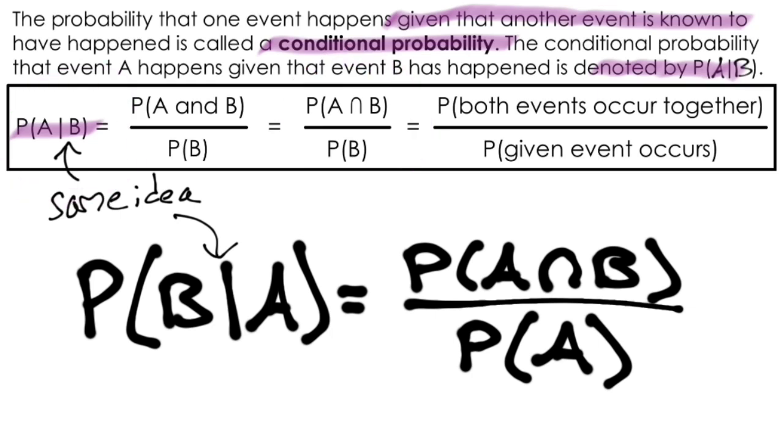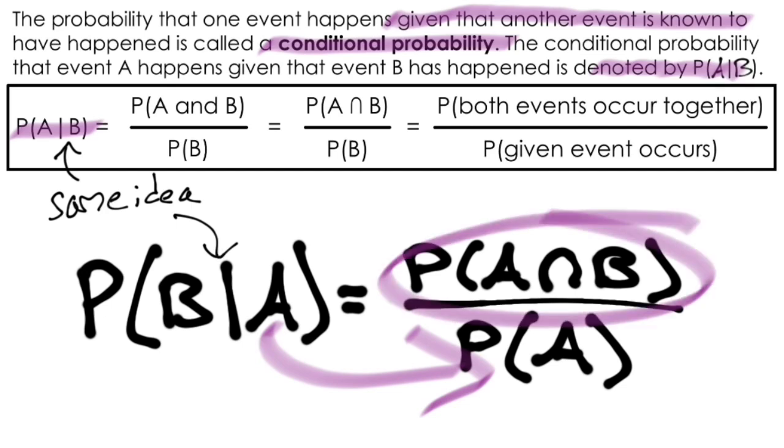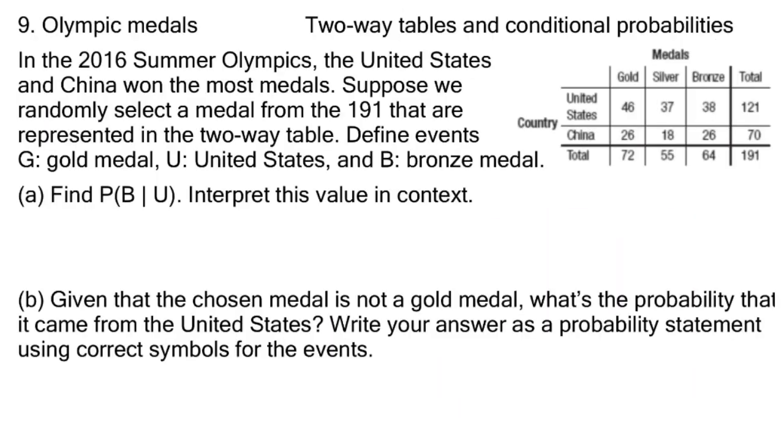And the same idea goes if you were to flip-flop the positions of A and B, the probability of event B given event A. Just notice how event A is in the denominator, and still the intersection of the two events would go in the numerator. Let's look at an example.